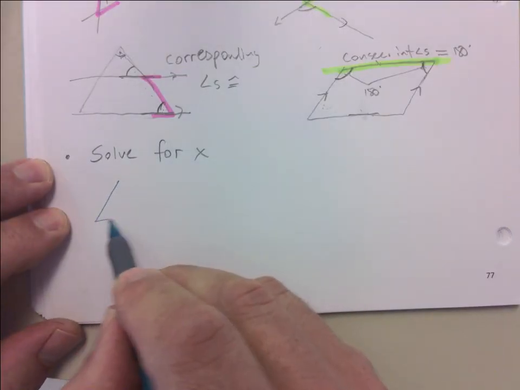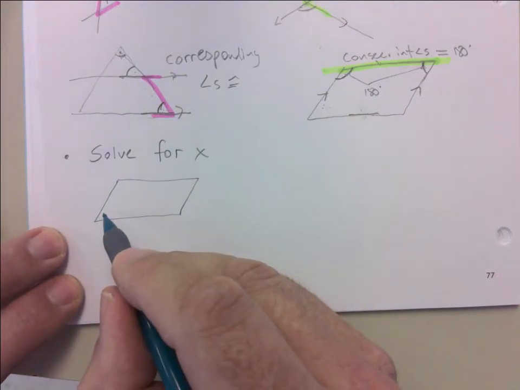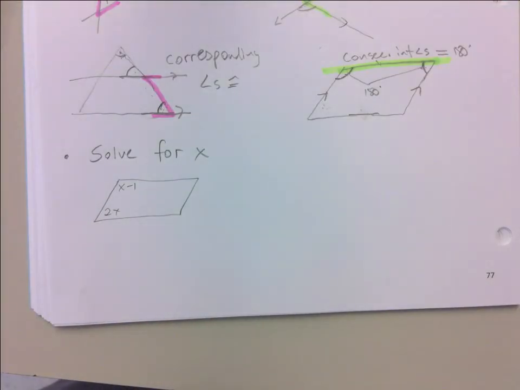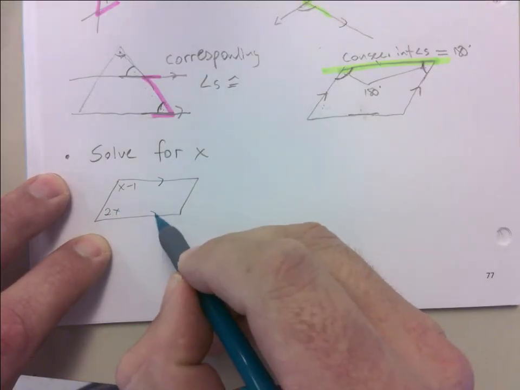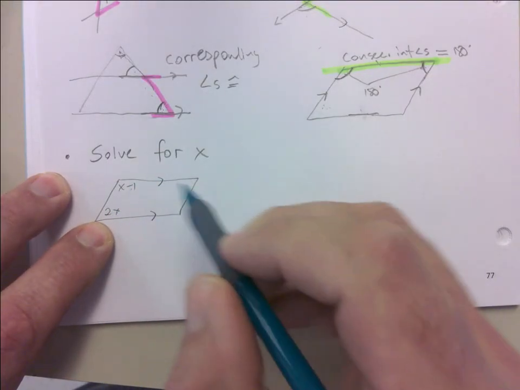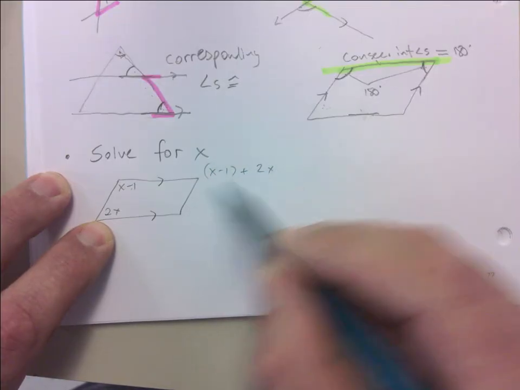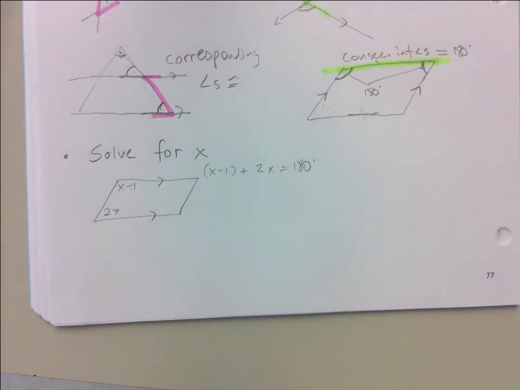So I'm going to be careful here. This is not going to work most likely, but if this is 2x and this is x minus 1, how would you set this up? And obviously these are parallel, sorry. What do we know about these two angles? They're supplementary, right? So you need to add these two and then make that equal to 180 and solve for x. Okay.